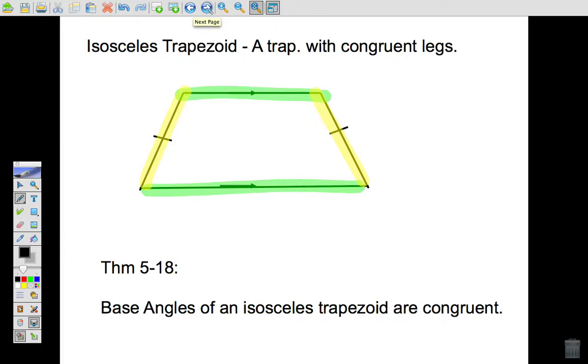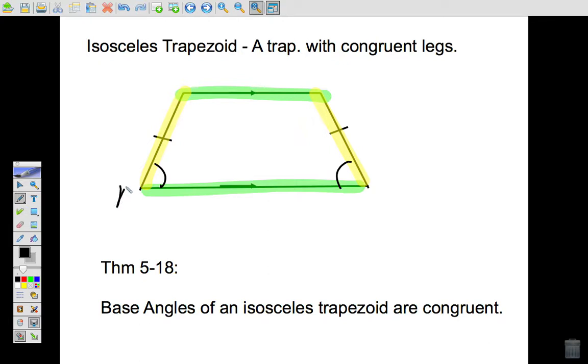Now, a theorem that follows the definition of an isosceles trapezoid is theorem 518. And it says the base angles of an isosceles trapezoid are congruent. Now, what do we mean by base angles? Well, notice that I have my two yellow sides, which are the congruent legs, right? The base angles would be the bottom angles. Those could be the base angles, so they would be congruent.